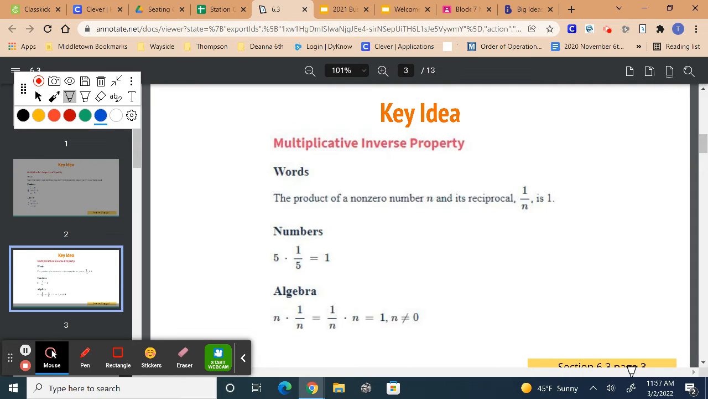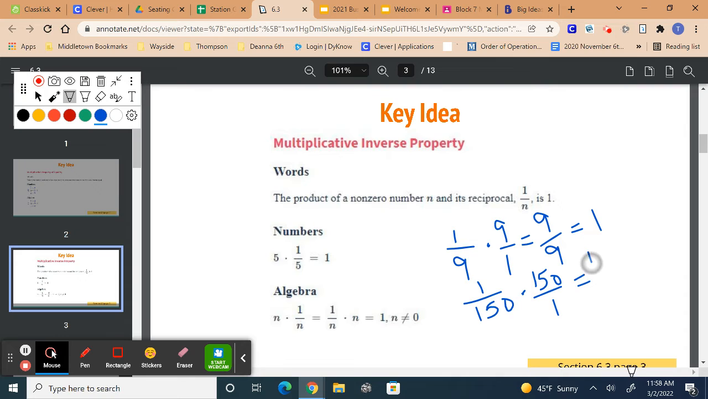What if it's 1 over 9? What's the reciprocal? 9 over 1, and then what does that equal? What is it? 9 over 9, which equals? 1. Good. What if it's 1 over 150? What's the reciprocal? 150 over 1, and then what does that equal? Right, 150 over 150, which equals? 1. Good. So now they're giving you this with a variable.